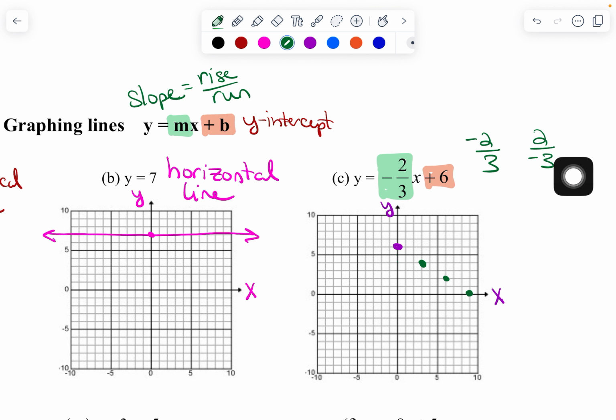So 2 over -3. Well, that means I'm going to move up 2, so +2 is my rise, but then if my run is negative, that means I got to move to the left. So if I go back here to my intercept, I'm going to go up 2 spaces and then to the right 3 spaces. I can do that. So up 2, 1, 2, 3 spaces. And again, I can do that again.